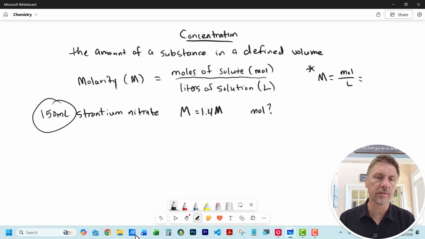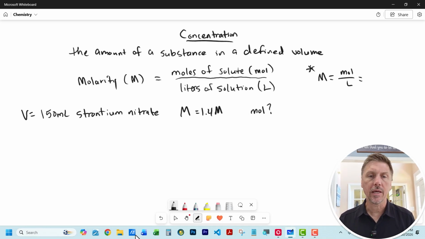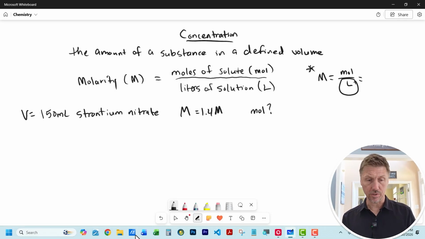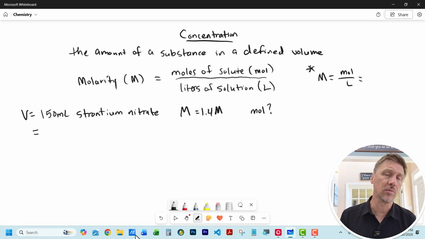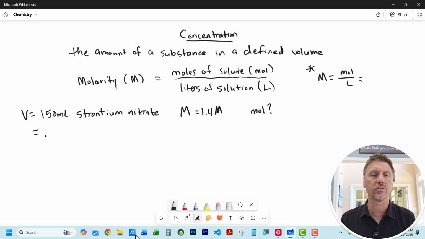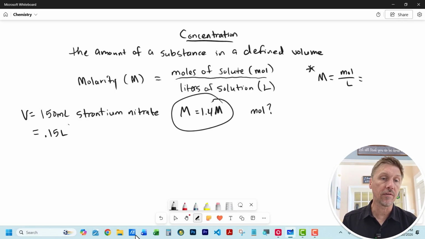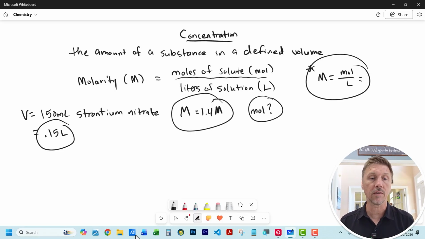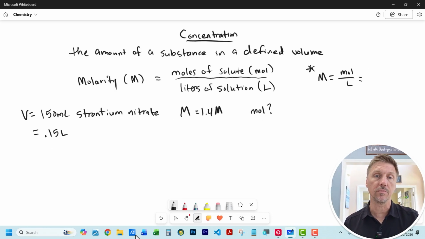Well, what is this 150 milliliters? That is the volume. So the volume of our solution is 150 milliliters. And we have volume in our molarity equation, the volume of the solution. It's just in liters. So again, if it's 150 milliliters, I know that I move my decimal place 3 places to the left, and so I know that's the same as 0.15 liters of strontium nitrate, right? Well, they've given me the molarity. I now have the volume in liters. I should be able to figure out the moles using this equation right here, right? Because I've got three variables in that equation, and I know 2 of them, so I should be able to figure out the third one.